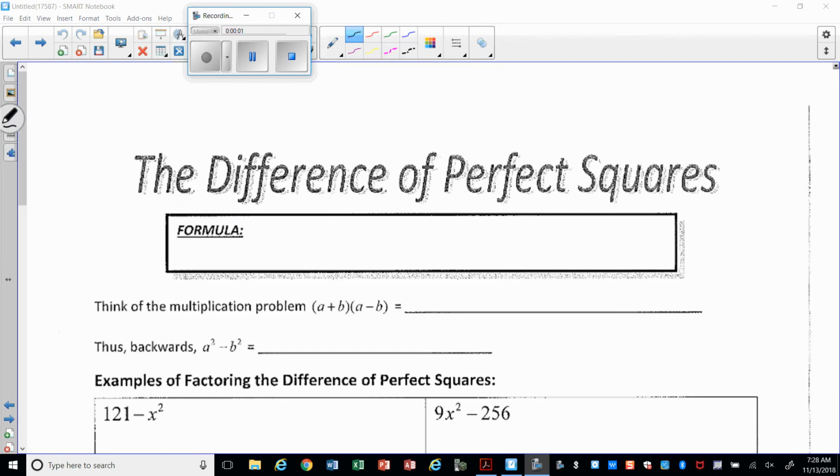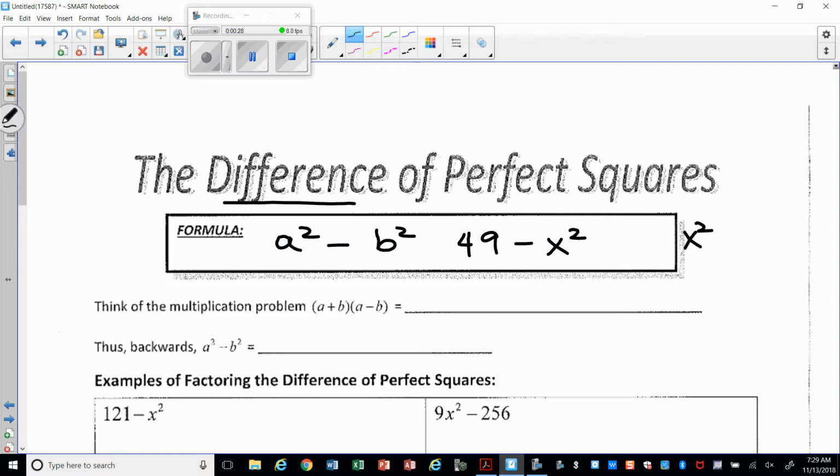A difference of perfect squares is going to look something like this, where you have one square and another square, and the difference means you're subtracting them. So that would be like 9 minus x squared. That's a perfect square, and x squared is a perfect square. Or I could say 49 minus x squared. And the order could be different too. I might have something like x squared minus 36. Those would be a difference of squares.